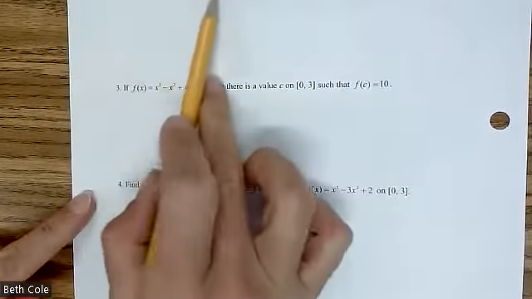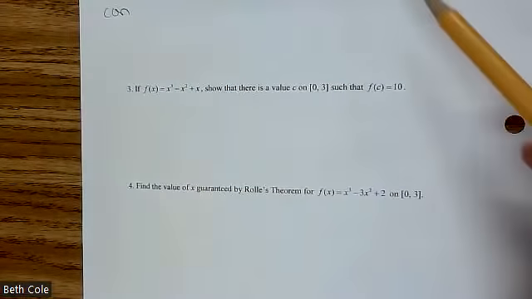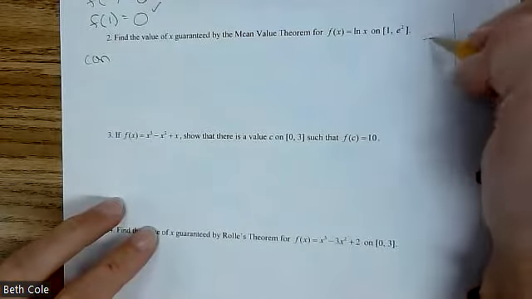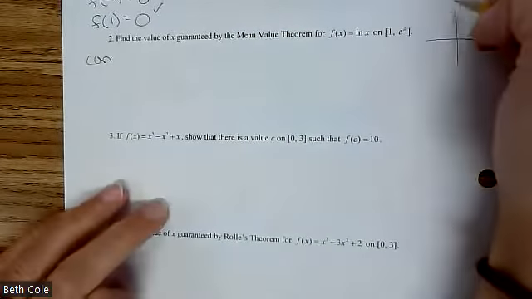All right, find the value of x guaranteed by mean value theorem. All right, is the function continuous? We have to check that first. All right, it is ln of x. I usually just like graph it off to the side. Do you remember what that one looks like just vaguely, or if you even like motion it with your hand? Yeah, it usually just kind of goes like that.